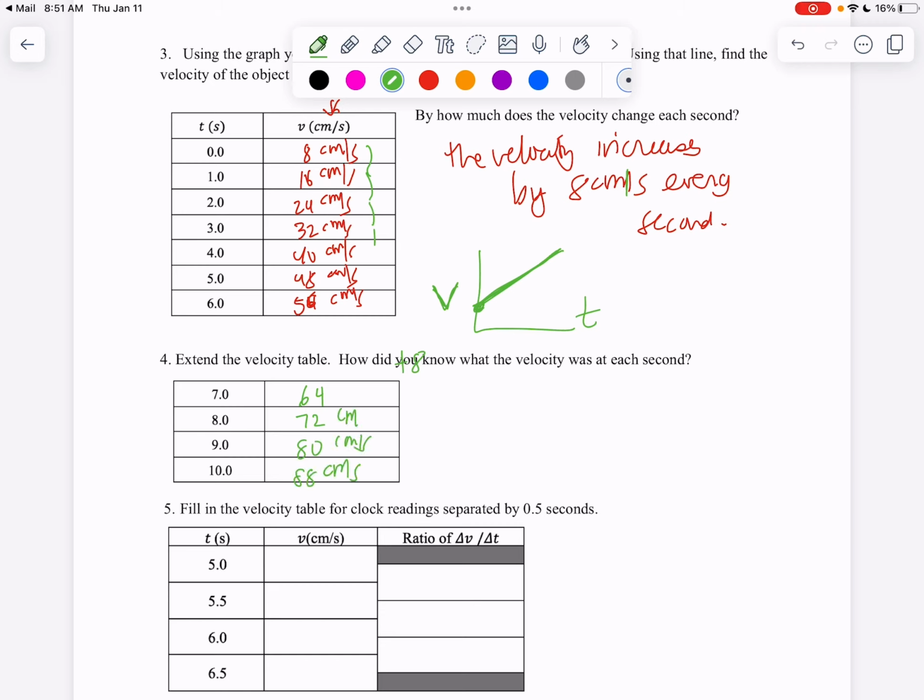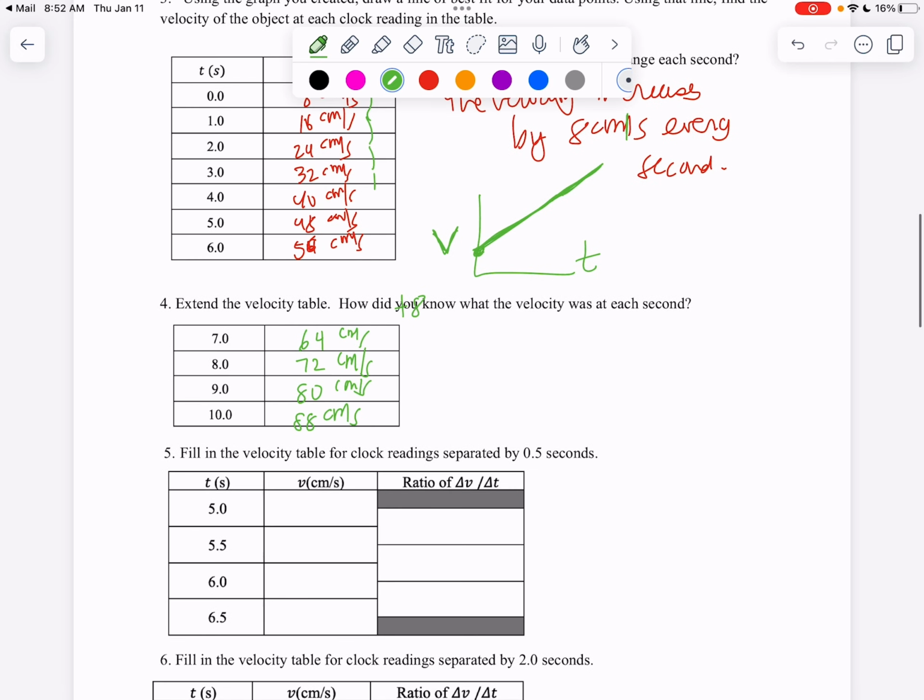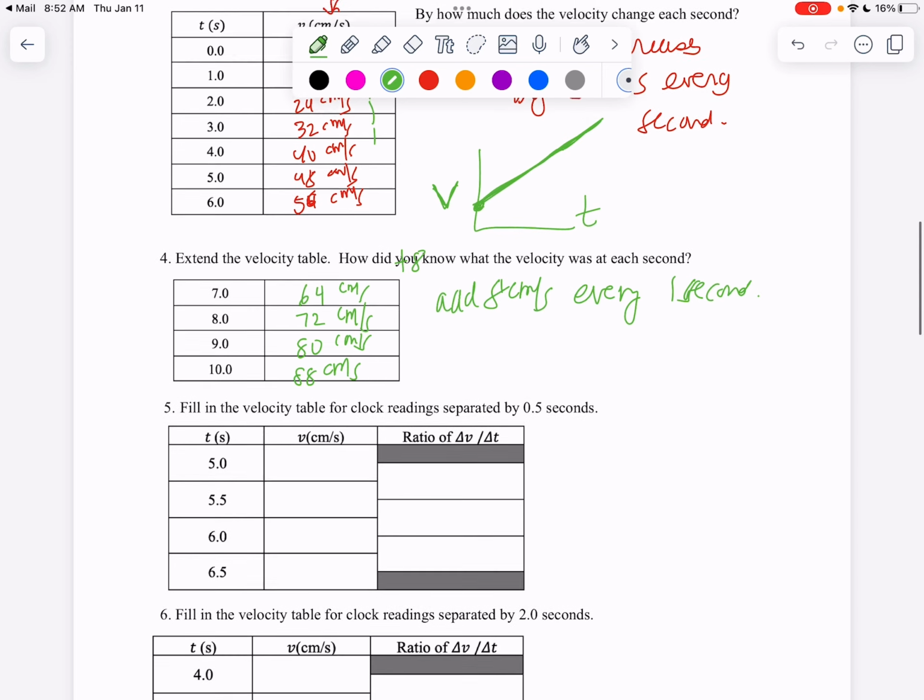Okay? All right, so that pattern is just going to continue as long as you keep allowing the car to speed up. So I'm going to add 8 centimeters per second every 1 second that passes, because that's the rate that the velocity is increasing. Okay? All right.